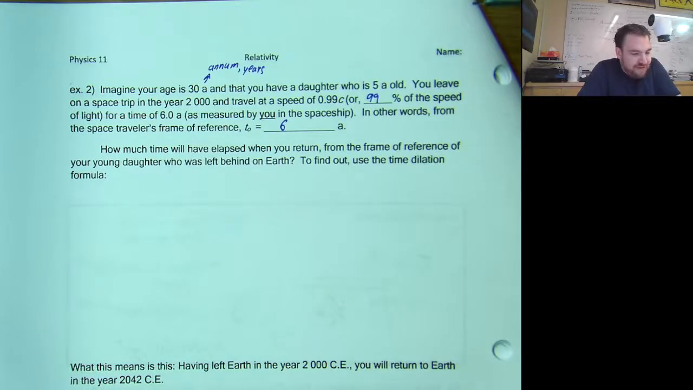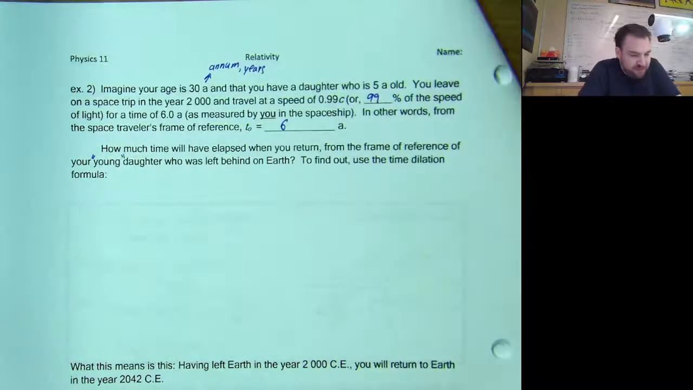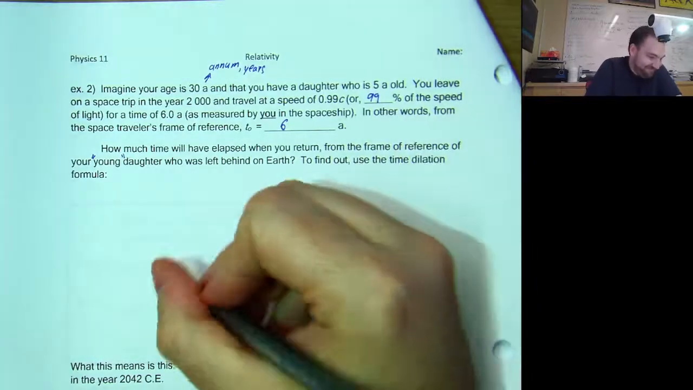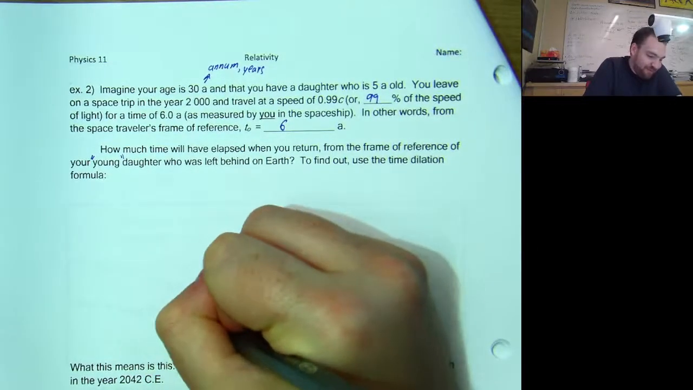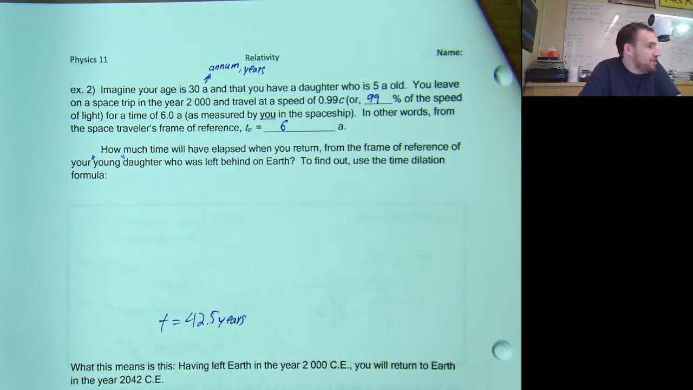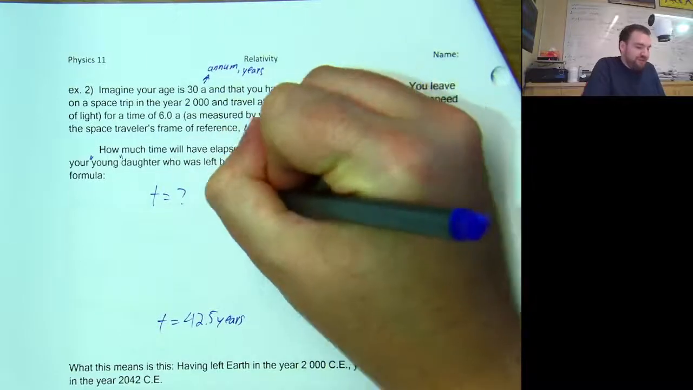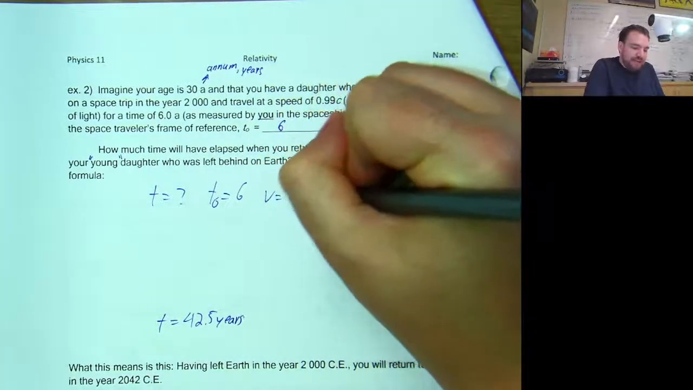How much time will have elapsed when you return? You're gone for 6 years. From the frame of reference of your young daughter, who is left behind on Earth. T is 42.5 years. Well, I talked slowly enough that she jammed it through the equation using the same setup we did before. Because we've got T on Earth is what we're looking for. T0, the time measured by the astronaut, is 6 years. The velocity is 0.99 c.